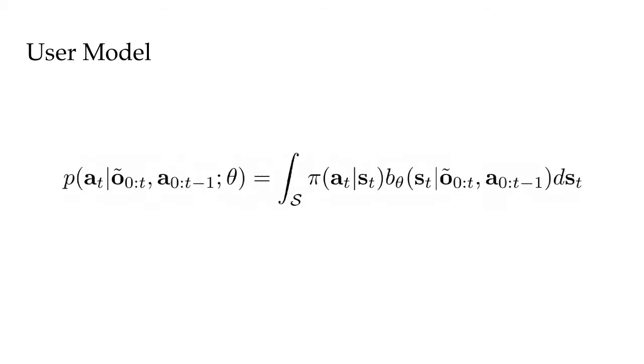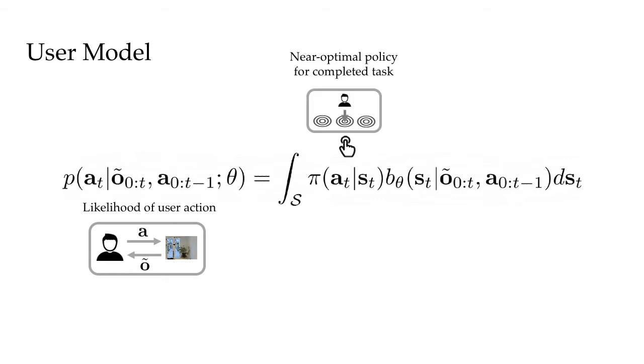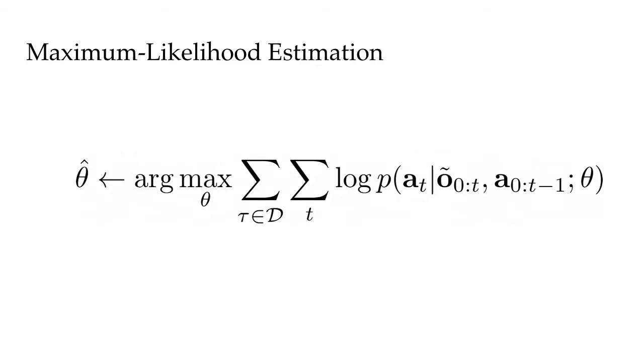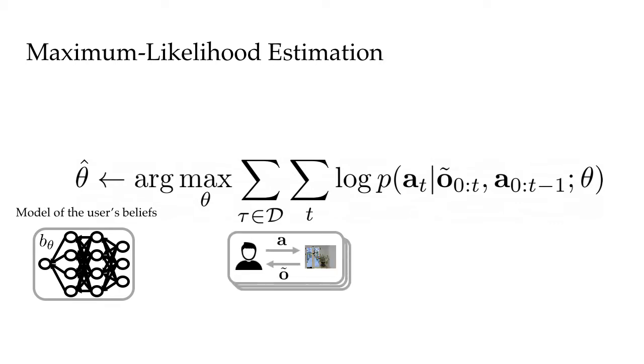Specifically, we train the user model to explain the actions the user took. We model the likelihood of the user taking a particular action given a history of observations and past actions by marginalizing out the state. This involves computing a near optimal policy for the completed task and representing the user's beliefs using a parametric model, for example, a neural network. We train our model of the user's state estimation process using a maximum likelihood objective over the demonstrations.